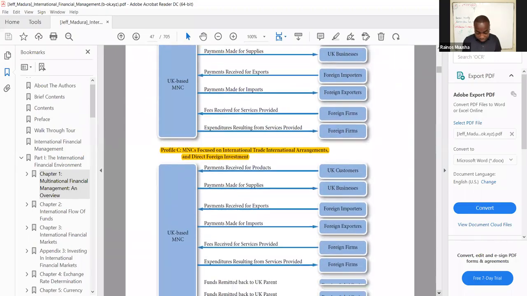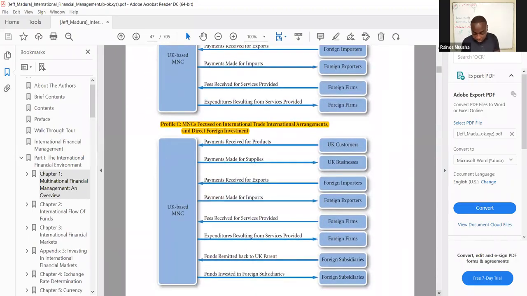Then the next diagram is becoming a bit more complex, where you look at a multinational corporation focused on international trade, international arrangements, and direct foreign investment. In this case, we are looking at their local operations. They do the import and export of goods and services. At the same time, they set up a subsidiary internationally, so the parent company has to invest into the subsidiary. Then over time, the subsidiary remits the funds back to the parent company.